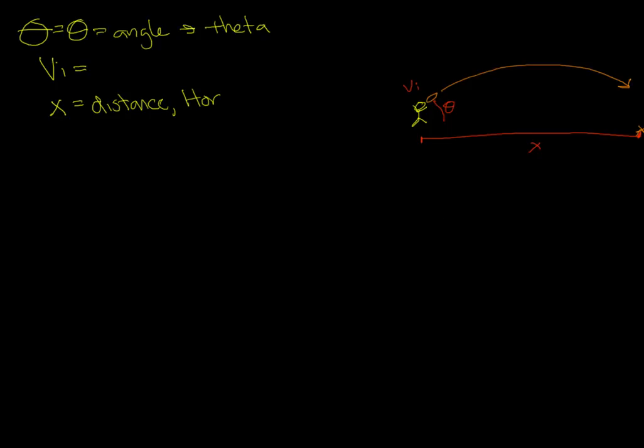Those are essentially the three variables that we're going to be dealing with. Because we have three variables, we have three formulas. Those three formulas find those three variables. So the first formula that we have is VI equals the square root of negative g, which is gravity, times x, which is horizontal distance, over the sine of 2 times theta.